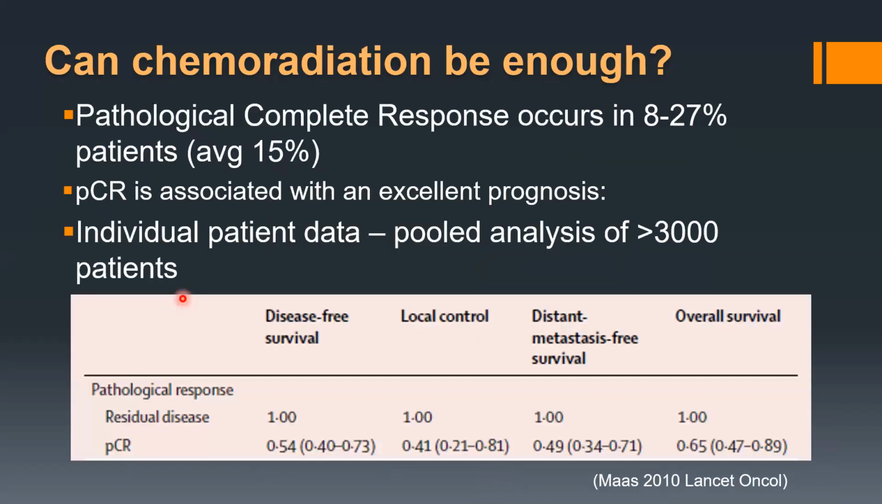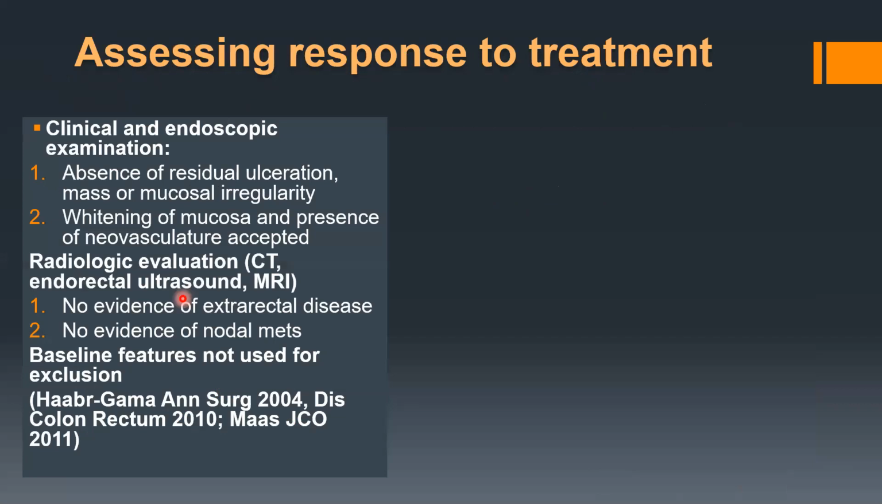Now, can chemoradiation be enough? Published pathological complete response occurs in 8 to 27% of patients, average 15%. This is associated with an excellent prognosis. And as I mentioned, individual pooled data meta-analysis shows that the overall survival is much better, about a third better compared to those with residual disease. But assessing response to treatment is an intensive process. You have to do a clinical and endoscopic examination. You have to do a radiological examination with CT, endorectal ultrasound, or MRI.